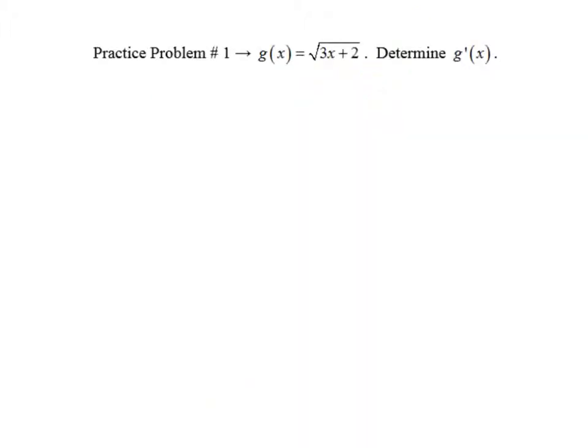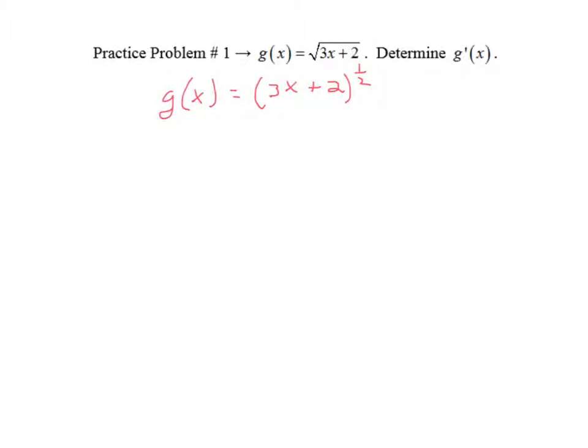So let's go ahead and get into some practice problems like what you'll see on the homework. Let's do this first one together. We have g of x is equal to the square root of 3x plus 2. Well, the first thing we might want to do, like we've done with power functions, is to rewrite that square root using an exponent. So it's 3x plus 2 to the 1/2 power. And hopefully you're already seeing that we have a composite function. The inside function is 3x plus 2, and our outside function is the 1/2 power.